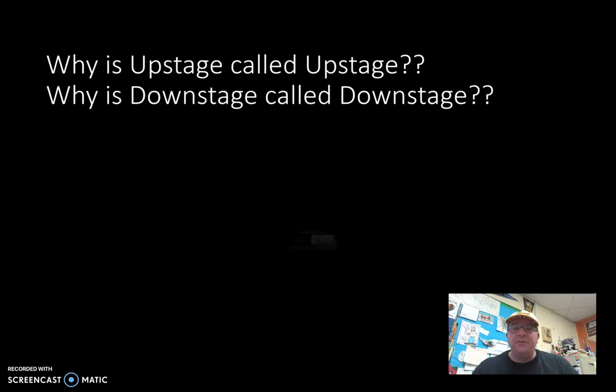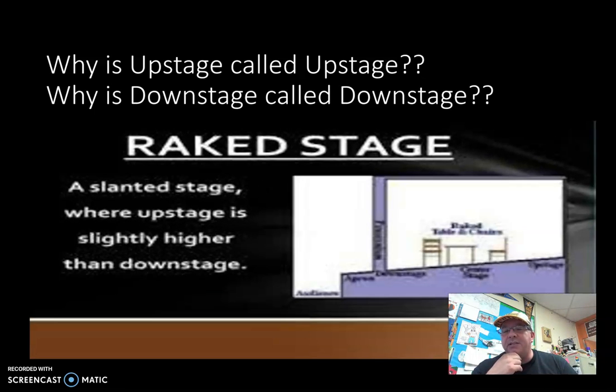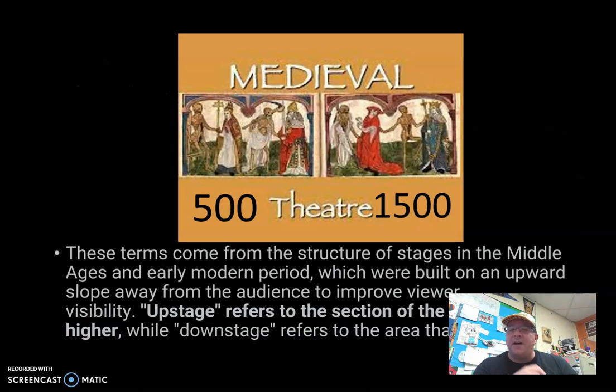Well, the answer is because they used to build the stages called rake stage, okay? And a rake stage is a slanted stage where upstage is actually higher than downstage. This started in the medieval times between 500 and 1500 AD, and they would build the stage on a rake because the audience was flat, right? So the stage was on this raked level. And so the actor, if you moved further away from the audience, you actually went higher. If you got closer to the audience, you went lower. And that's why they call it upstage and downstage, because at one point in time, we were literally going up and going down.